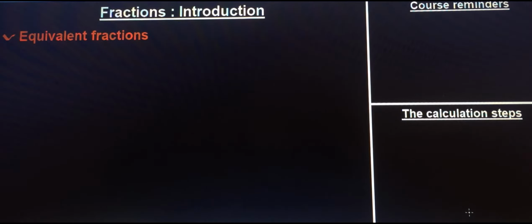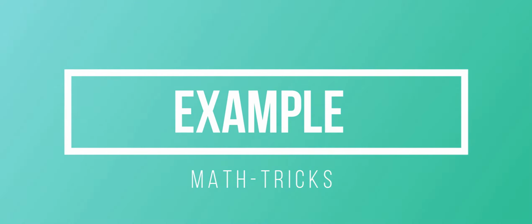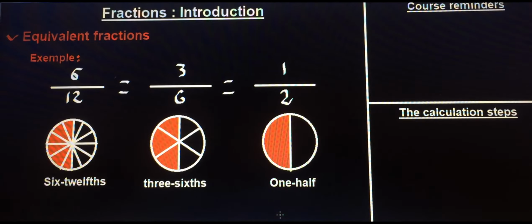Now, let's see the equivalent fractions. Some fractions may look different, but are really the same. In this example, you can see that the bottom number is twice the size of the top number. So, any fraction where the bottom number is twice the top number is equivalent to a half. So 6/12 and 3/6 are all equivalent fractions that mean 1/2.